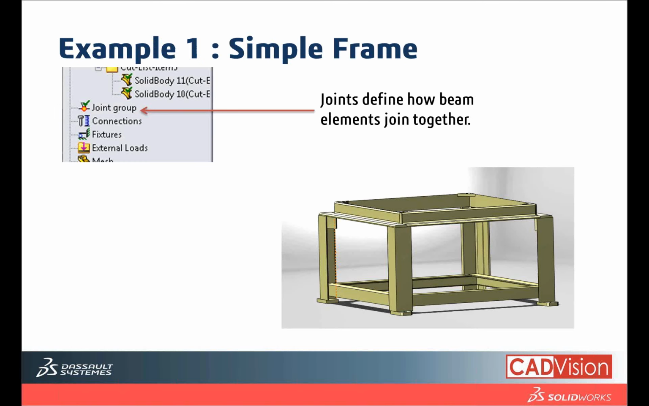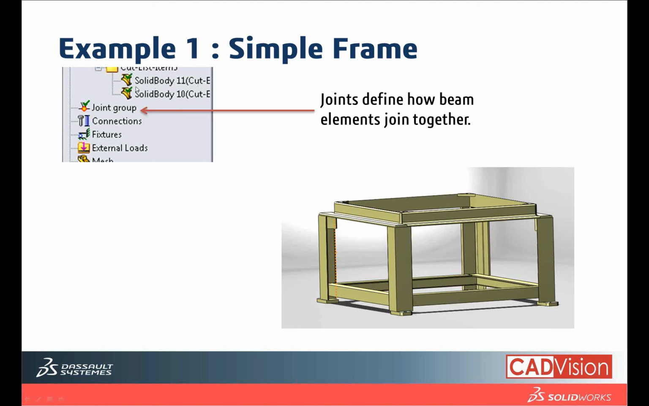So let us go to the examples. The first example is a simple frame. As you can see here, each of these is a beam element. Since we modeled this using a weldment, we have it as simple beam elements with these symbols. If you notice this symbol, this is the beam element symbol.